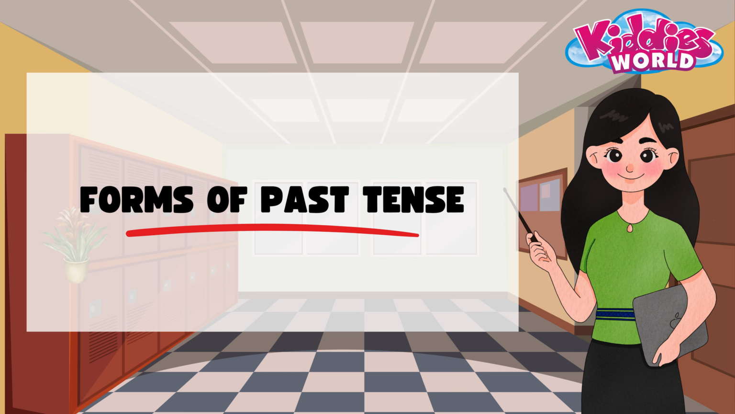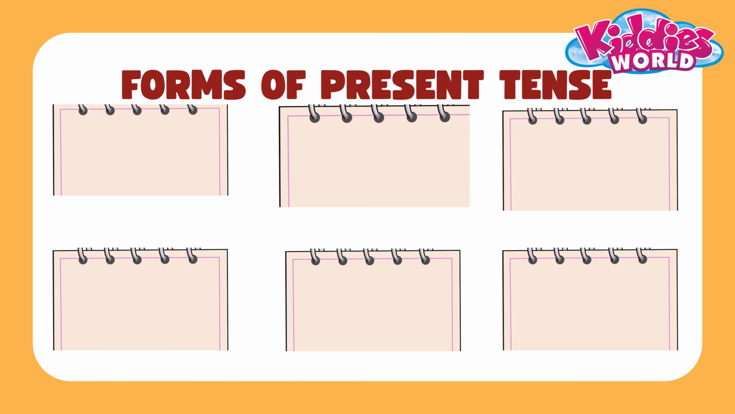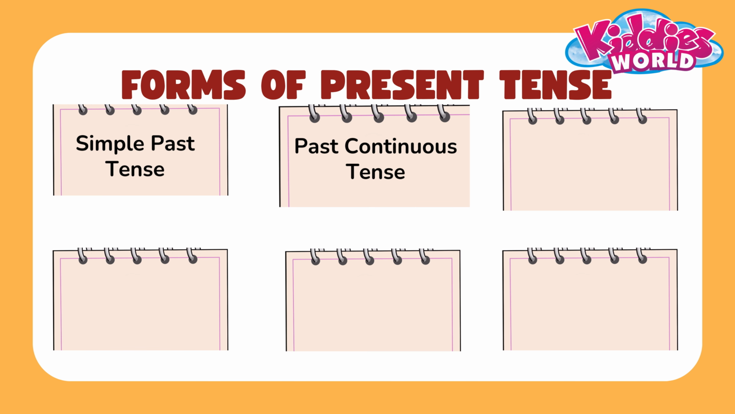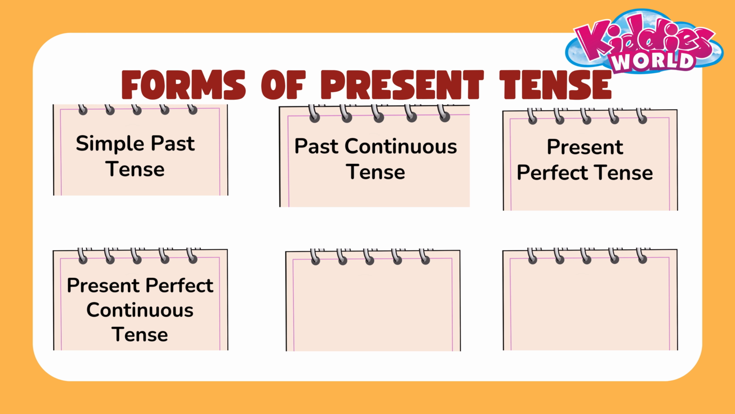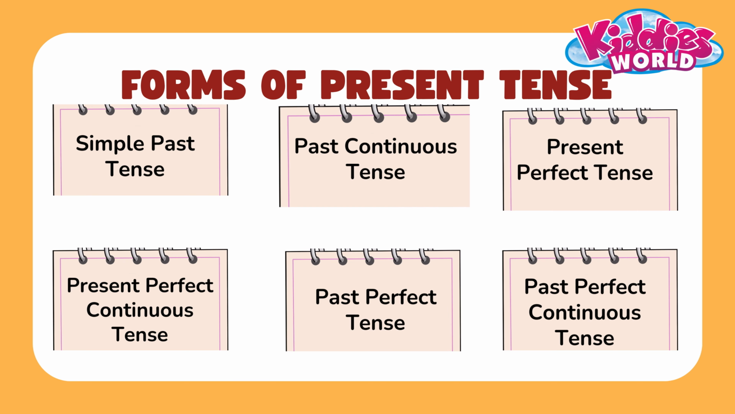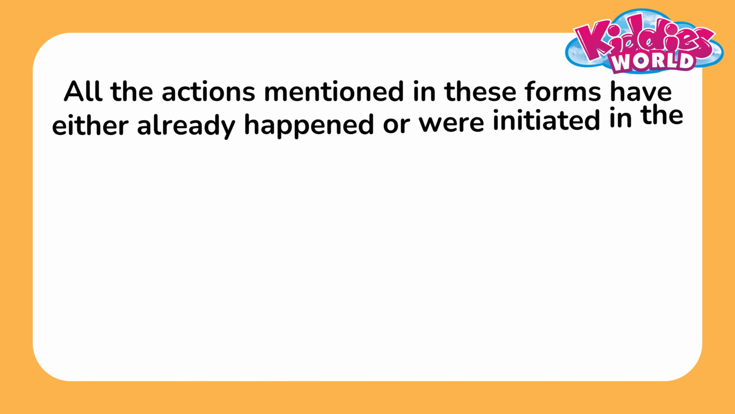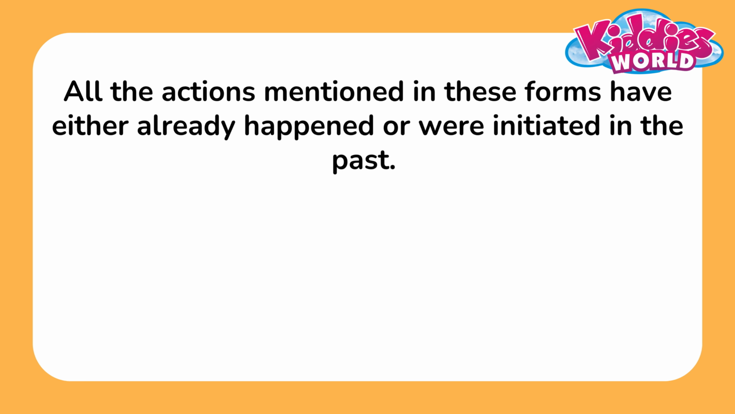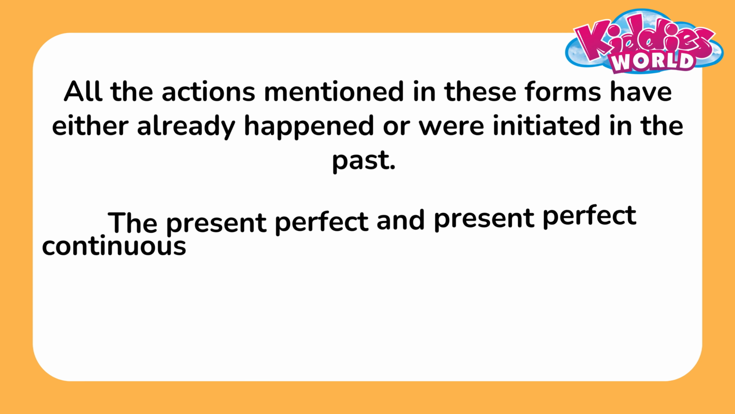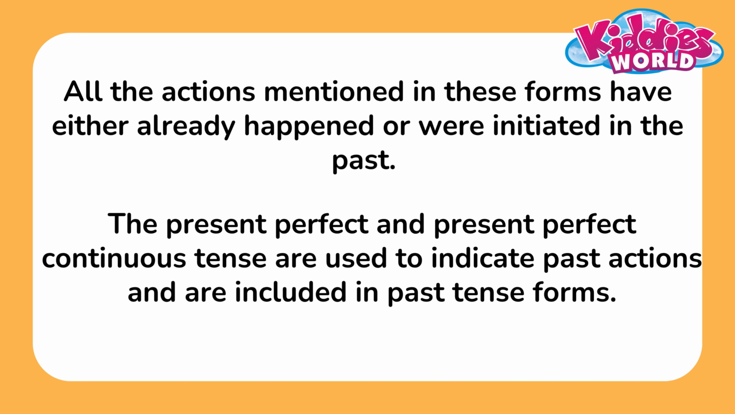Forms of past tense. Past tense is categorized into 6 different forms: simple past tense, past continuous tense, present perfect tense, present perfect continuous tense, past perfect tense, and past perfect continuous tense. All the actions mentioned in these forms have either already happened or were initiated in the past. The present perfect and present perfect continuous tense are used to indicate past actions and are included in past tense forms.